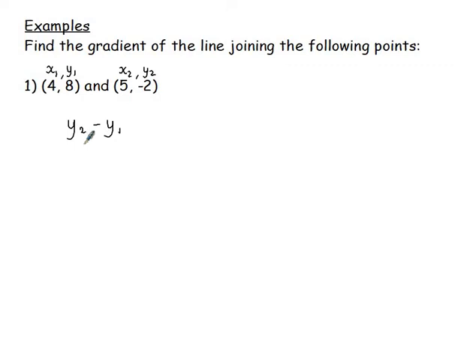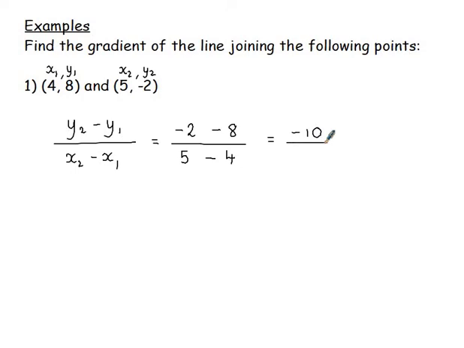So y2 take away y1 all over x2 take away x1. Wherever the y2 is, you're going to substitute the value we've labelled y2. So y2 is -2, take away y1, which is 8, all over x2, which is 5, take away x1, which is 4. So we have -2 minus 8 on the top, which gives us -10. And we have 5 take away 4 on the bottom, which gives us 1. And -10 over 1 is just -10. Remember, everything over 1 is a whole number.